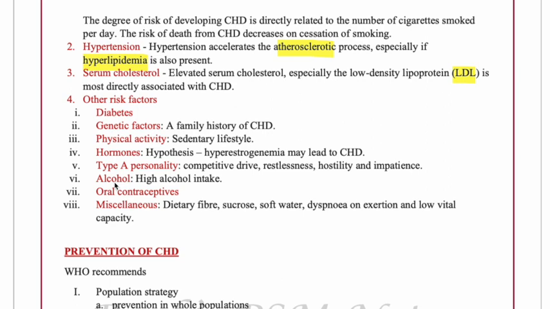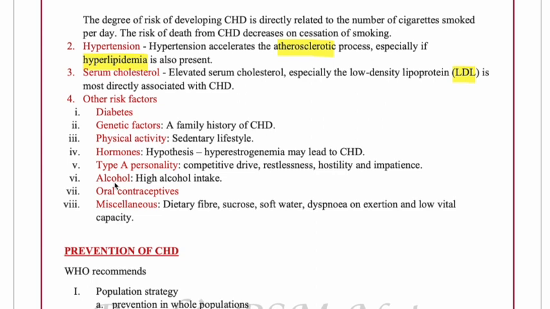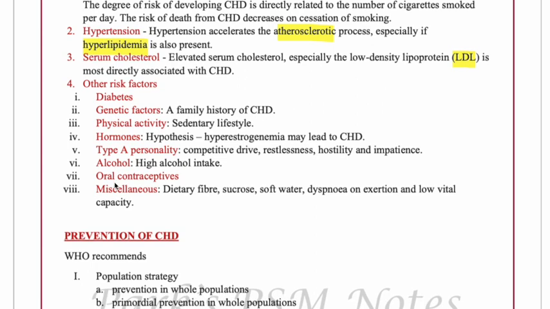The sixth point is alcohol. High alcohol intake, defined as 75 gram or more per day, is a risk factor for developing CHD. Seventh point is oral contraceptives. The risk of myocardial infarction in women seems to be increased by oral contraceptives. We already came across the fact that the women above 70 years are more prone for CHD, but the risk among women increases by the intake of oral contraceptives.